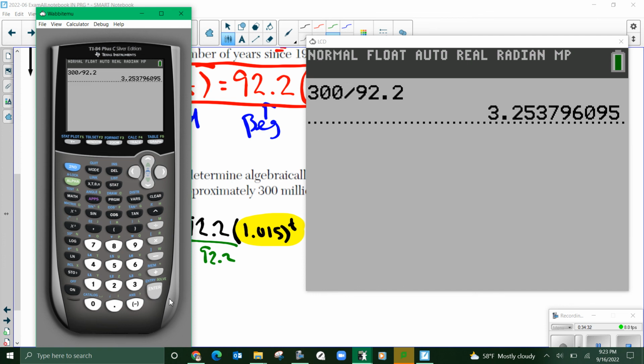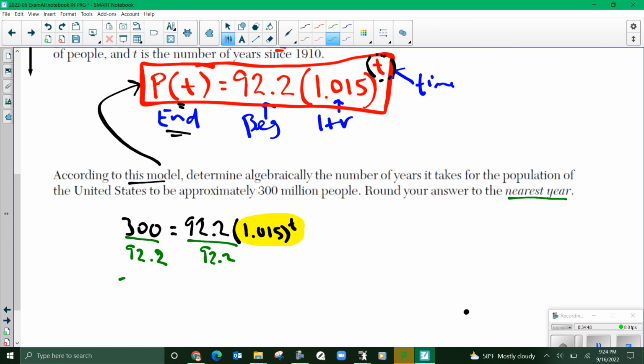Now, for the sake of my paper, I'm just going to write 3.254. Okay, I'm going to round it on my paper, but I'm still going to use the full number when I calculate it in the calculator. So 3.254 now equals the 1.015, sorry, I got ahead of myself because I was about to write the ln. Honestly, I was. Sometimes I make little jokes about when I make mistakes. I was going to do something else, but I really was that time. I hope you believe me.